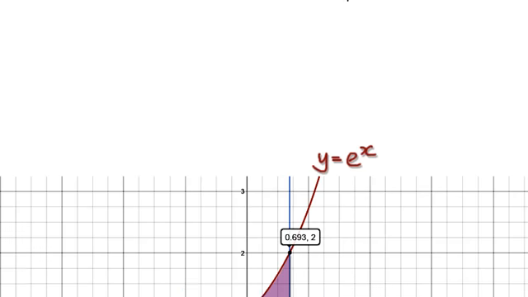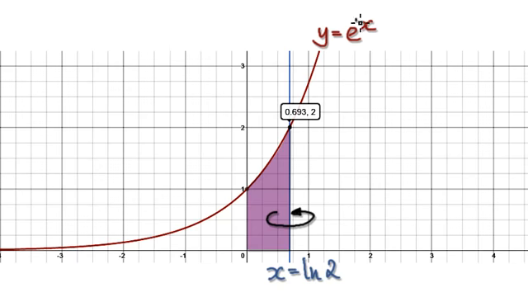Okay, let's give you guys some more practice. So here we've got a graph of y equals e to the power of x. That's this graph here. If you look at the purple area, if you rotate this 360 degrees along this axis, you're going to trace out a 3D solid. Work out the volume of that 3D solid. So press pause and have a go.